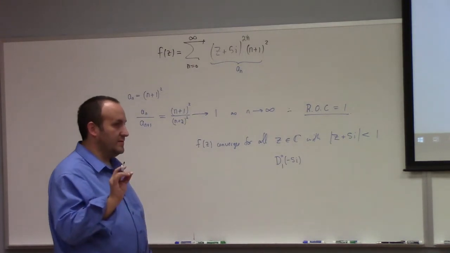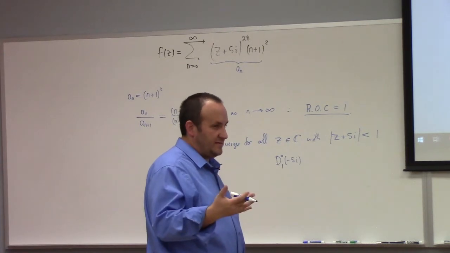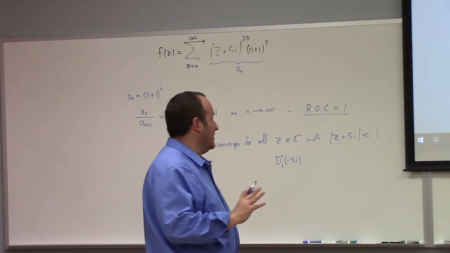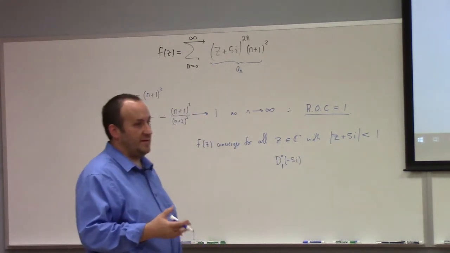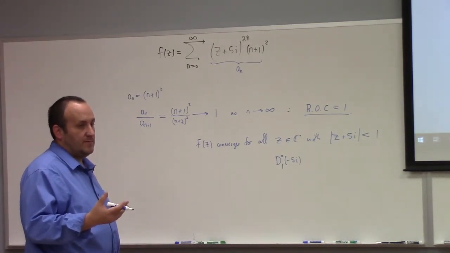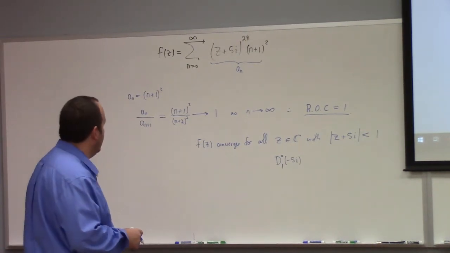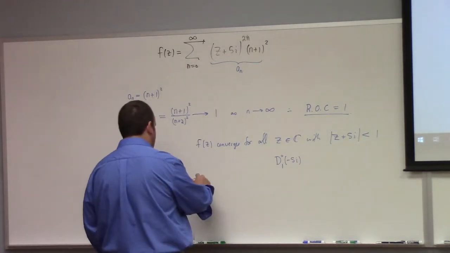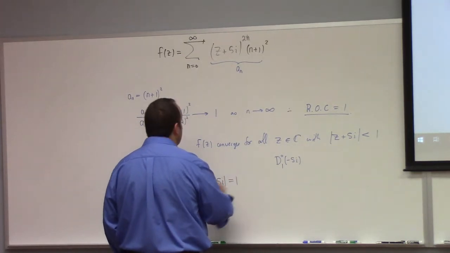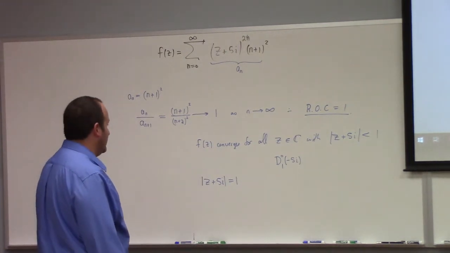Now, question. Those points in the interior of that circle are points of convergence for the series. Are there other points of convergence on the edge? Is there a point of divergence on the edge? What if I look at points with modulus of z plus 5i equal to 1? Does it diverge there?